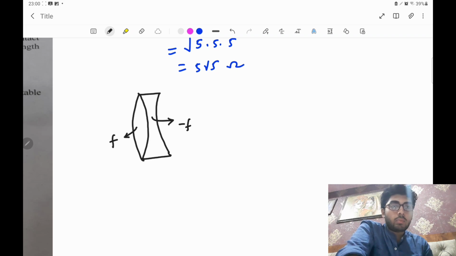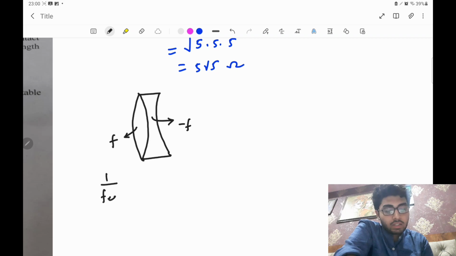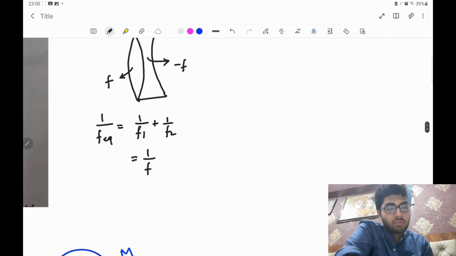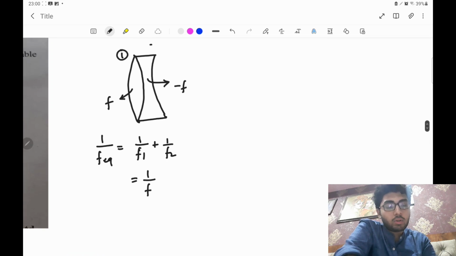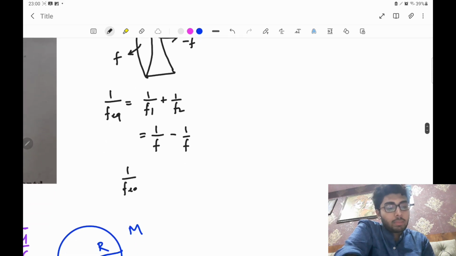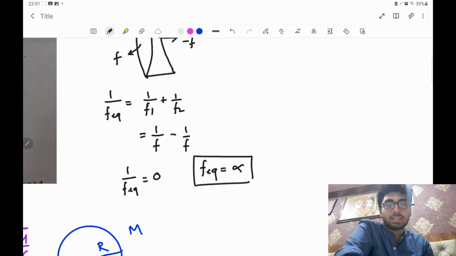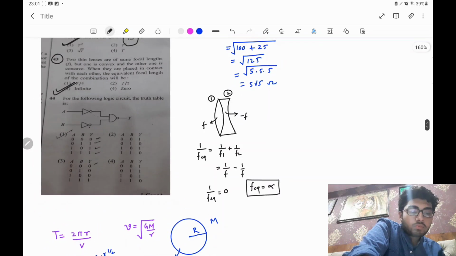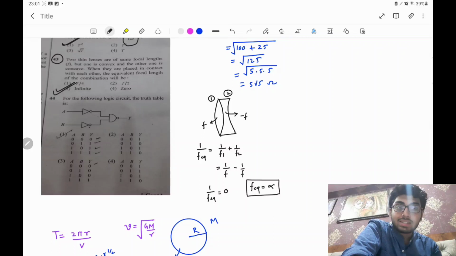For any two lenses in combination, the equivalent focal length is calculated by the formula 1 by f equivalent is equal to 1 by f1 plus 1 by f2. For lens number 1 it is 1 by f, and for lens number 2 it is minus 1 by f. So 1 by f equivalent is coming out to be 0, for which the equivalent focal length is infinity. This is very simple. So the focal length of the combination is infinity. Clear? Very good. Now come to the next question.